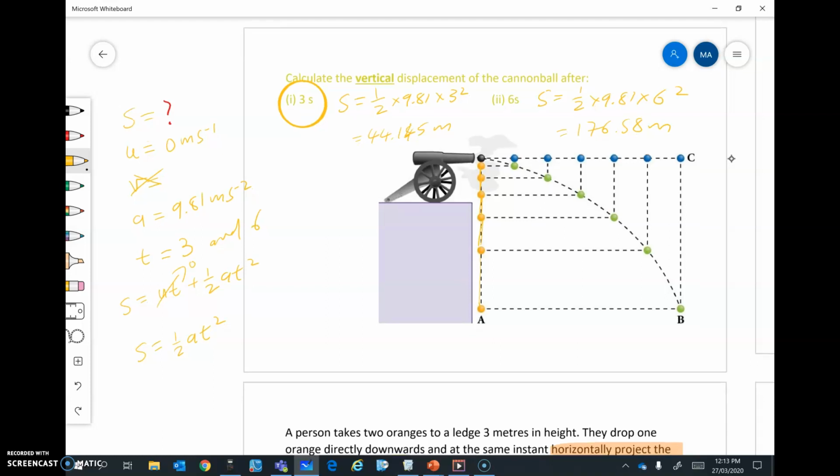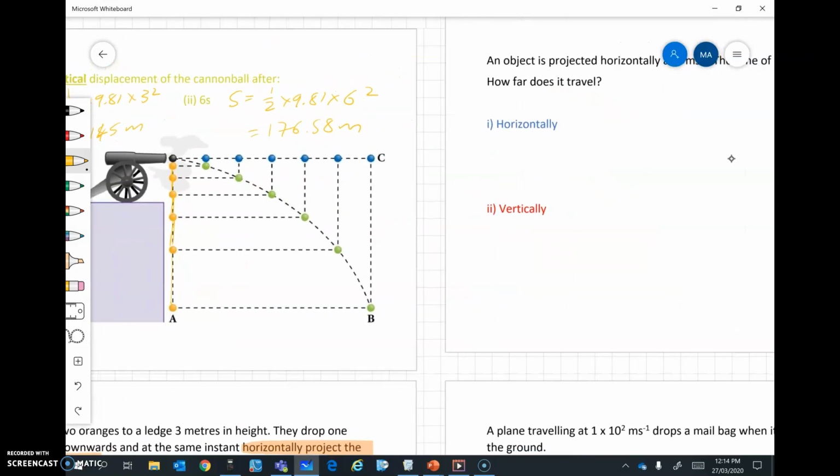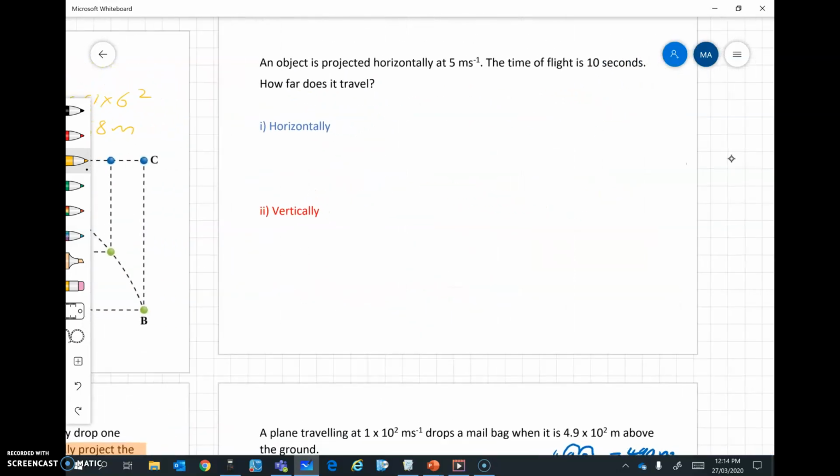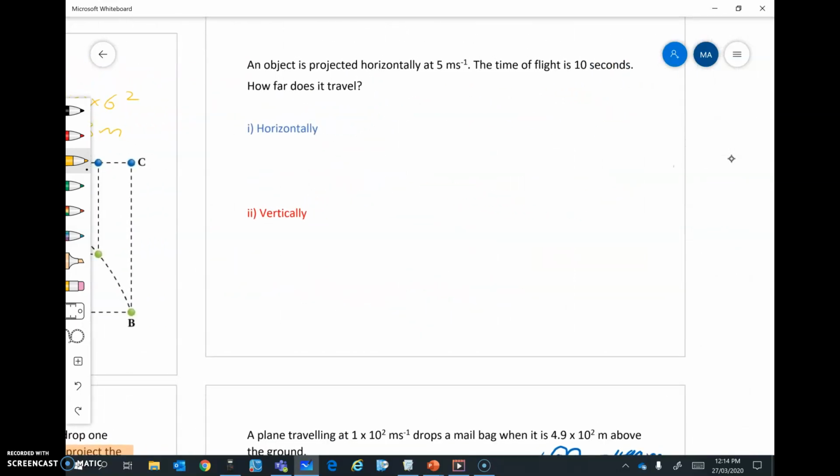Okay, so go ahead now and have a go at this one here on your own. It's very similar to what we've just looked at. Then you can look up the solutions to this one on Canvas and check your answers.